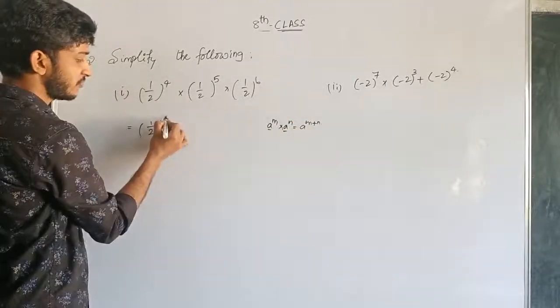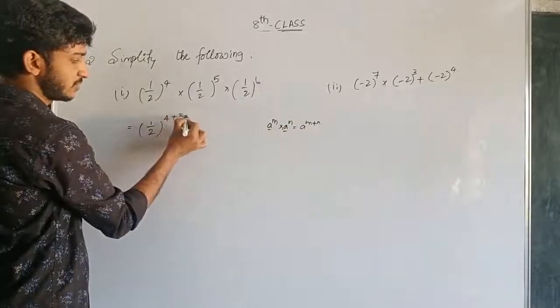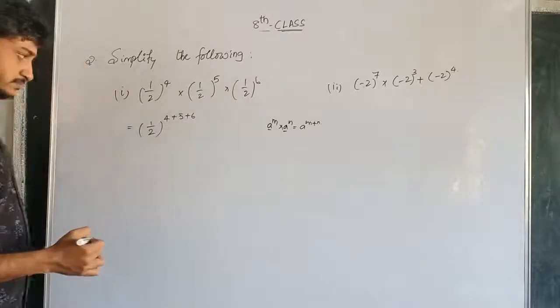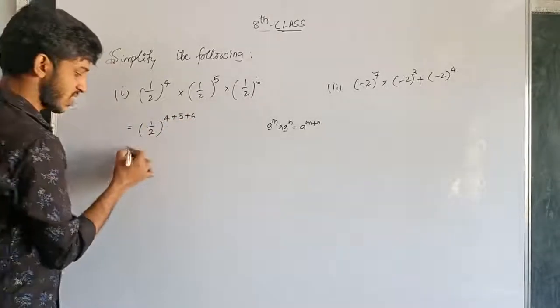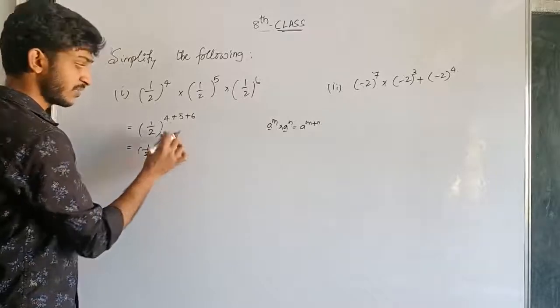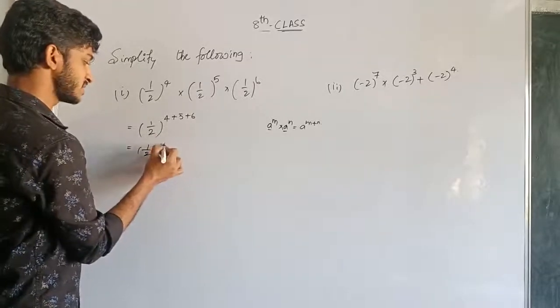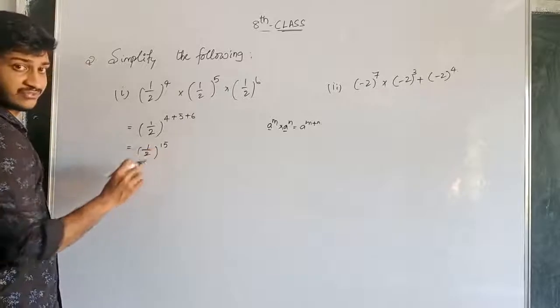What are the powers here? 4 plus 5 plus 6. Okay, 4 plus 5 plus 6. What is the sum of 4 plus 5 plus 6? It is 15. (1/2)^15 we have.